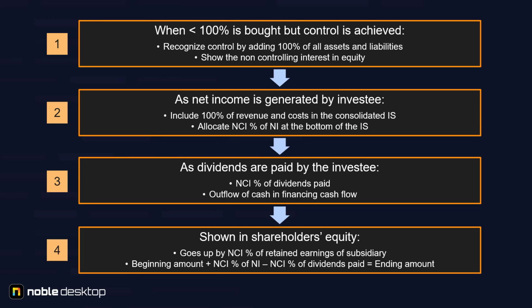As dividends are paid by the investee, non-controlling interest as a percentage of dividends paid is shown, and the outflow of cash in financing cash flow is shown as well. In the shareholders' equity, we can see that it goes up by non-controlling interest as a percentage of retained earnings of the subsidiary, and the beginning amount plus non-controlling interest as a percentage of net income minus non-controlling interest as a percentage of dividends paid would be the ending amount here.